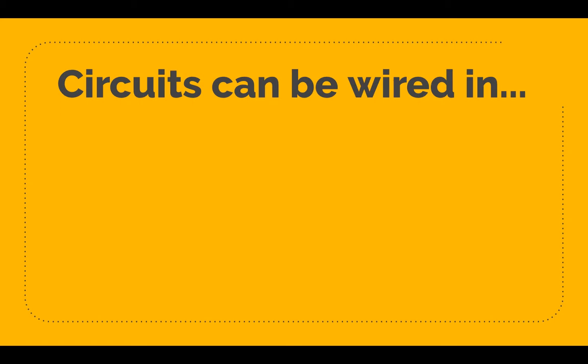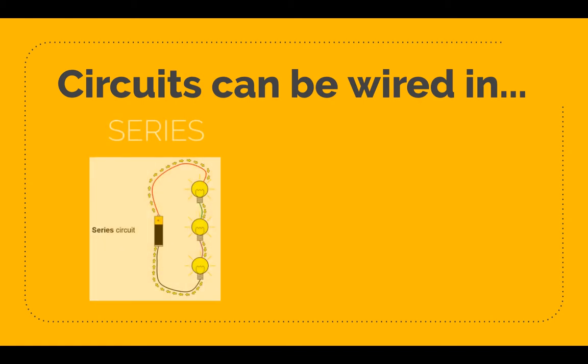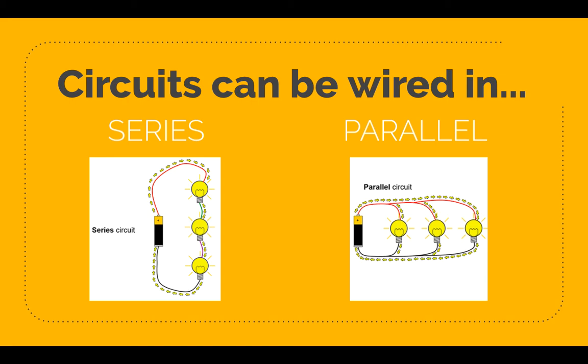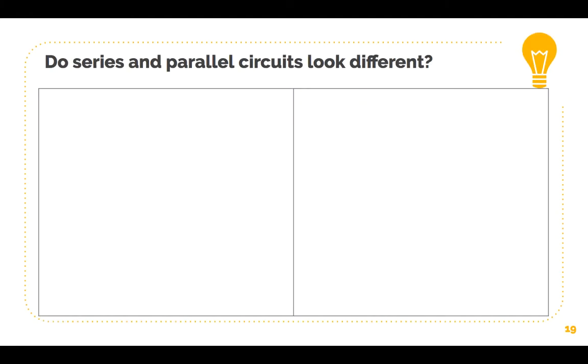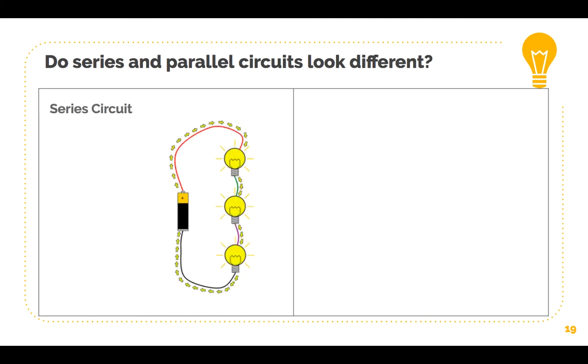There are two different ways that circuits can be wired. The first way is in series, and the second way is in parallel. You might have already gone through this in previous classes before, but I just wanted to give a background so we're all on the same page. So circuits can be wired in series and parallel. Series and parallel circuits look different. Okay, they're definitely wired differently.